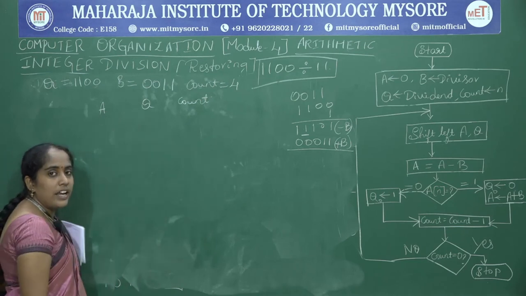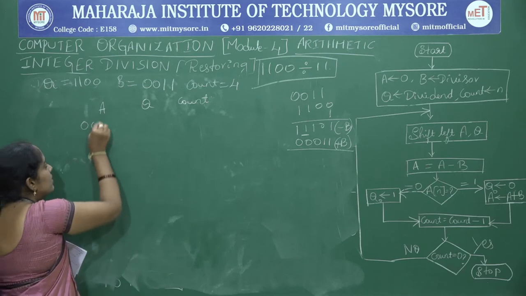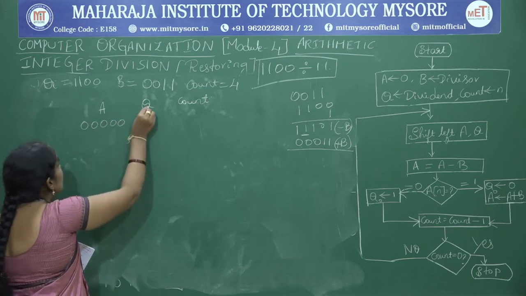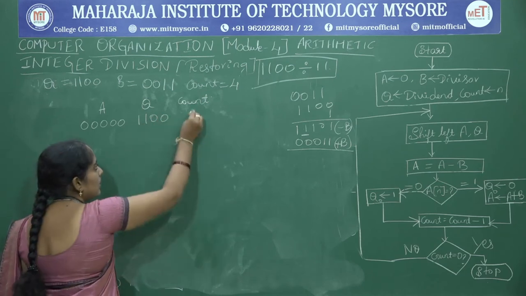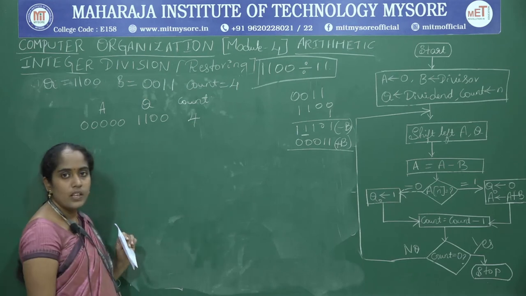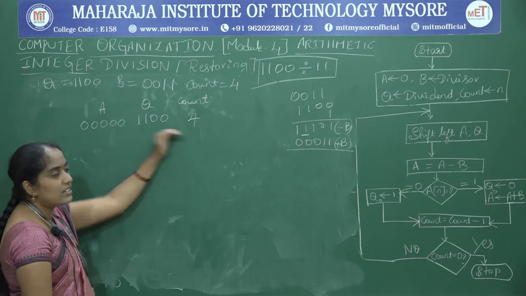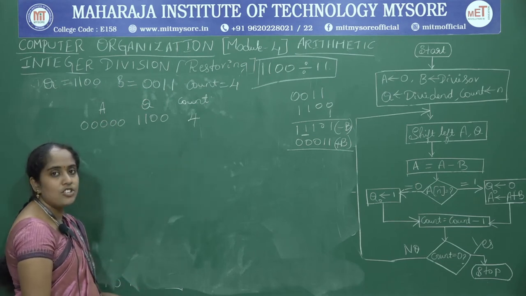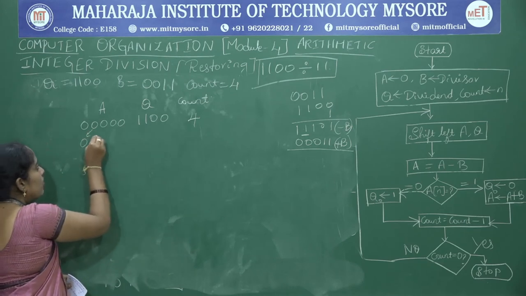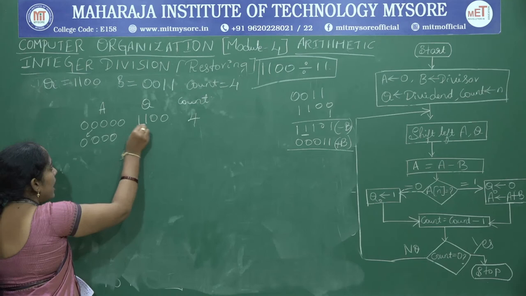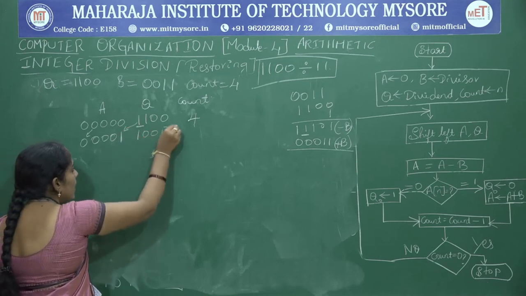So A will contain 4 or 5 bits? Yes, it has 5 bits. So Q is nothing but 1100. Then count is nothing but 4. Okay. So what is the first step? Initialization part. Yes, it is over. So in the next step, shift left. Okay. In the shift left, 0 0 0 0 and this will be shifted here. So 1 1 0 0 and this is blank.